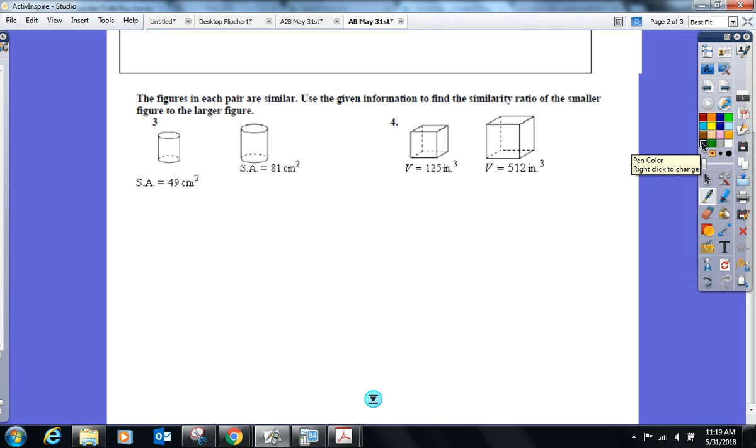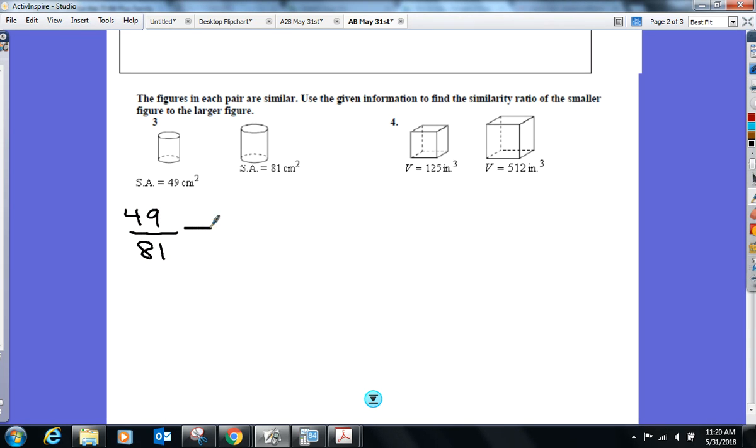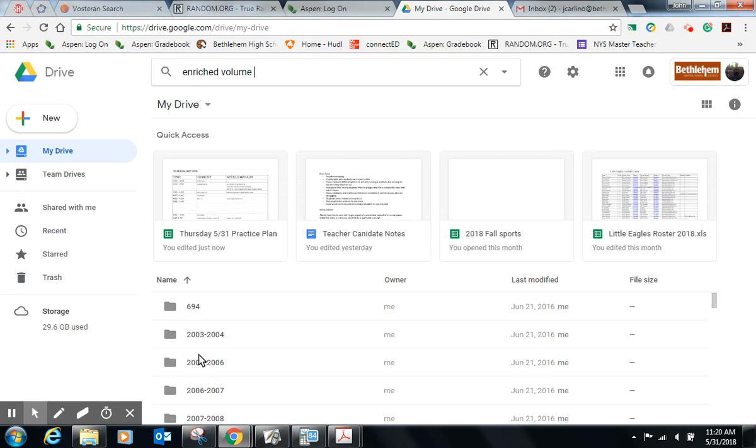Okay, I'm going to tell you each pair is similar. Can you guys find the similarity ratio for me? So one side to another side. If I know the surface area of one is 49 and the surface area of the other is 81, so I know the ratio of the surface areas is 49 to 81. But you guys are trying to get me to the ratio of the lengths. So if I know the surface area and I'm trying to find the lengths, I got to go backwards here.